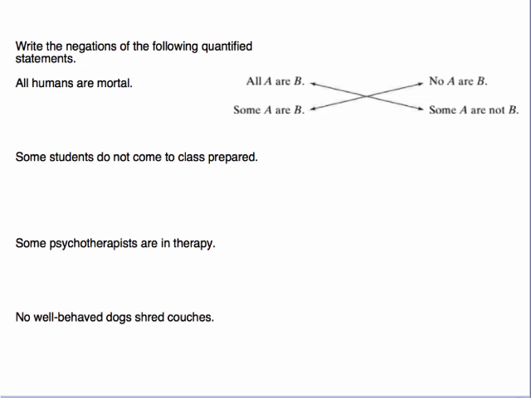So let's look at some examples. I want to write the negations of the following quantified statements. I'm going to use this chart. This would be something that you would put on your index card to help you out. Also have this in front of you when you're doing your homework.